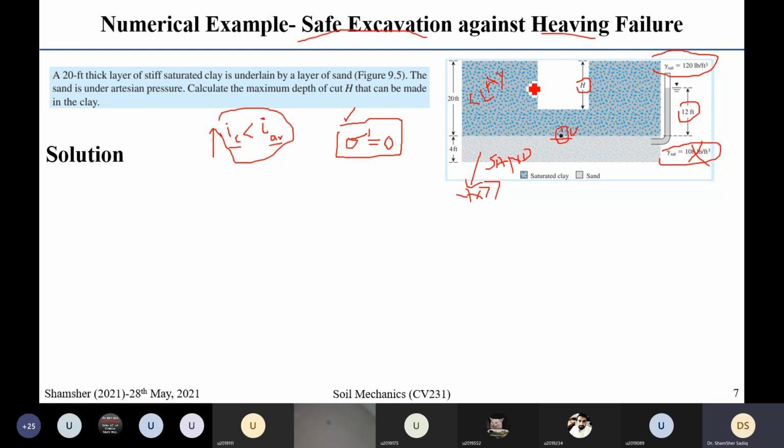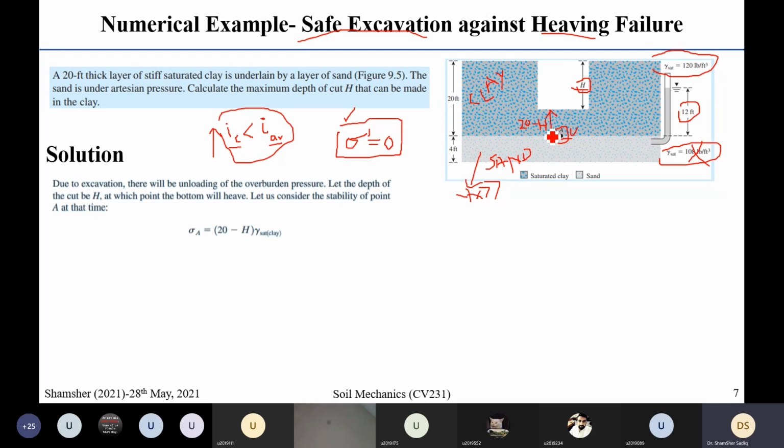Now let's assume that this is the H, the cut height that we can excavate. This is an assumption. It means at point A, this is the overburden stress. So the height will be 20 minus capital H. Now 20 minus capital H multiplied by the saturated unit weight of the clay will be what we call the total stress.